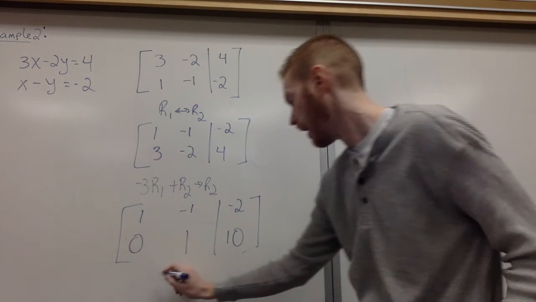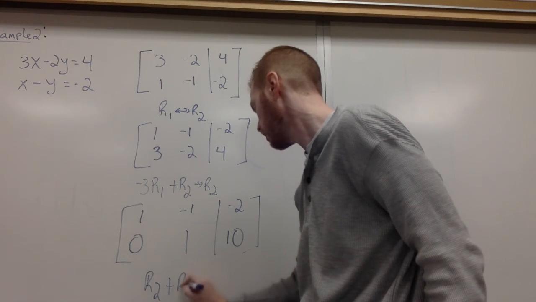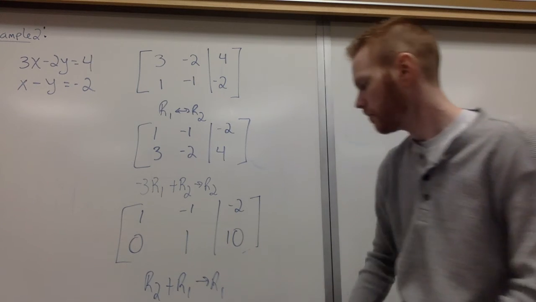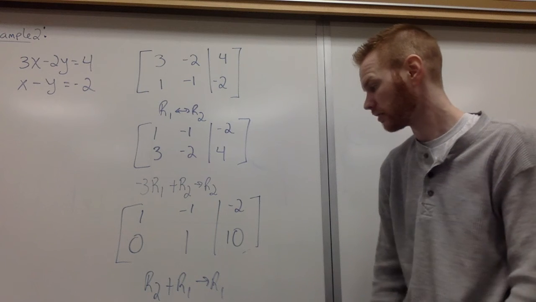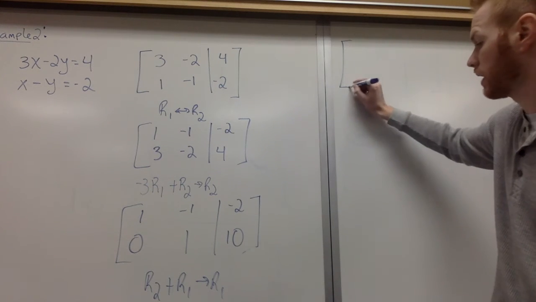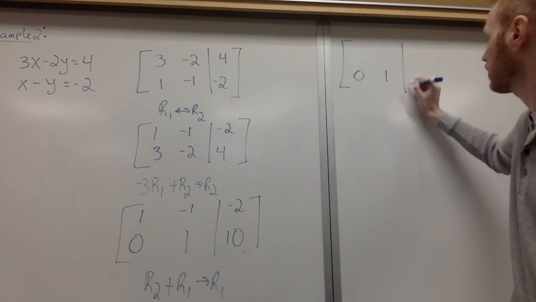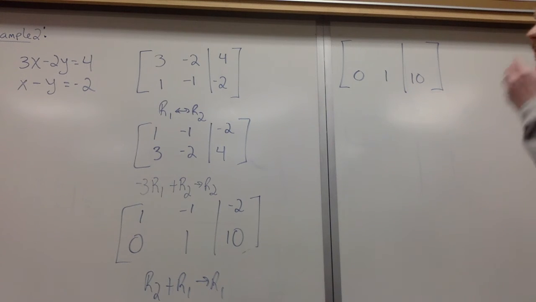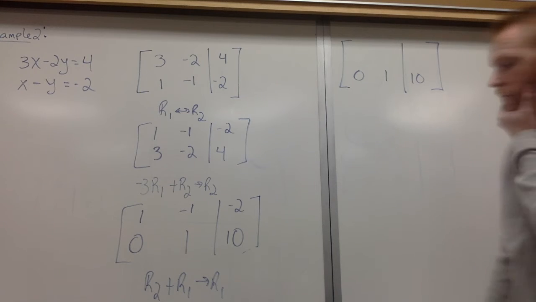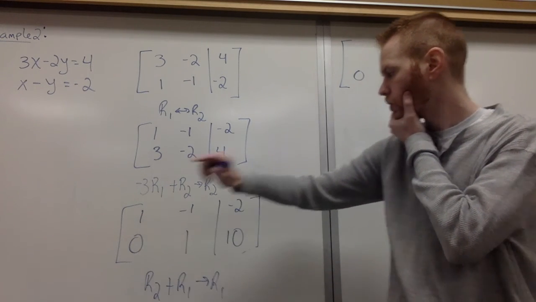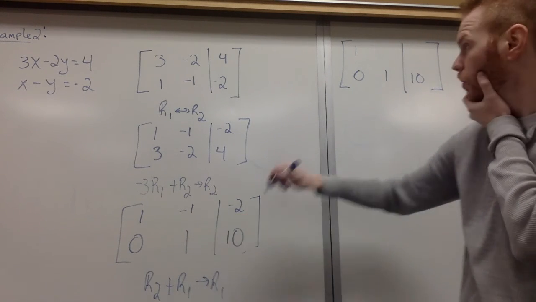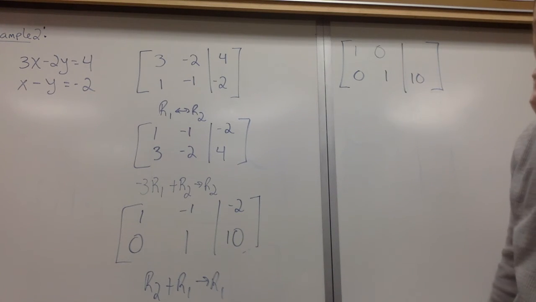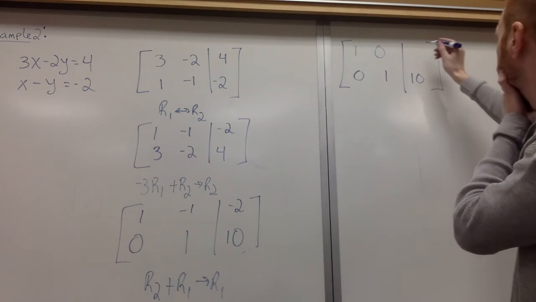I'm going to add row 2 to row 1 to give me my new row 1. If I add 1 to this guy, I get a 0, and that's what I want. So let's do that. Up here, I didn't change this guy, so it's going to stay the same. So now when I add these, 0 plus 1 is just 1. 1 plus negative 1 is a 0. And then 10 plus a negative 2 is an 8.